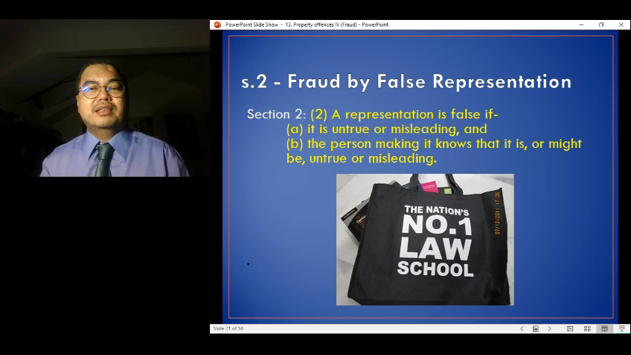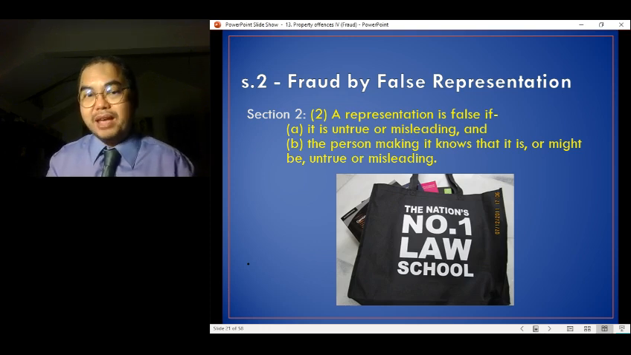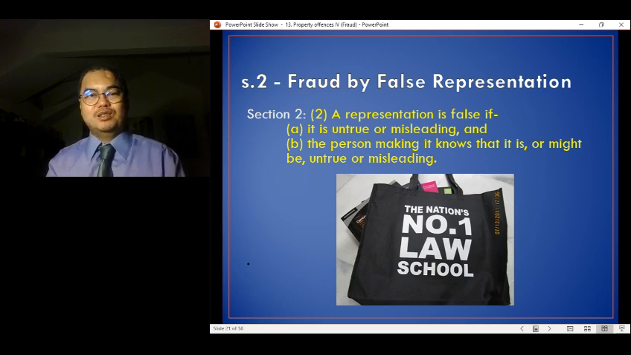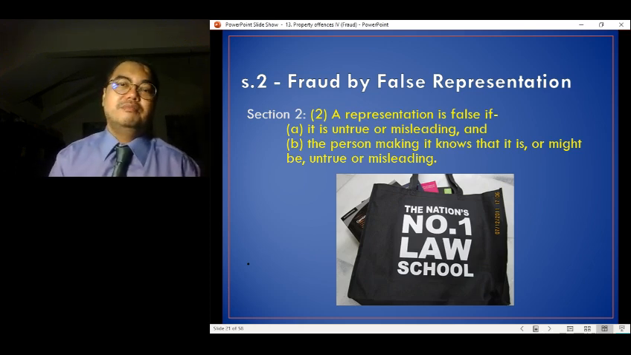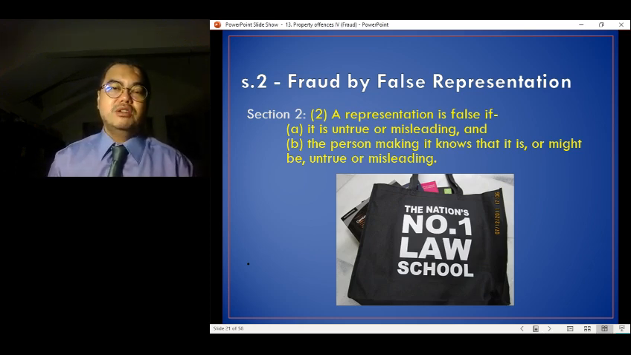And the key thing also is that the person who's making it knows that it is untrue or misleading, but not only that, or he knows that it might be untrue or misleading. So if you know that it might be untrue or that it might be misleading, then you are considered to have made a false representation.